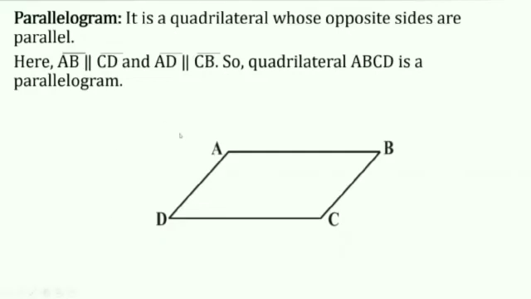Now here are angle A, angle B, angle C, angle D, so four angles, and four sides AB, BC, CD, AD. They are called elements of a parallelogram. This we'll discuss in the next slide.